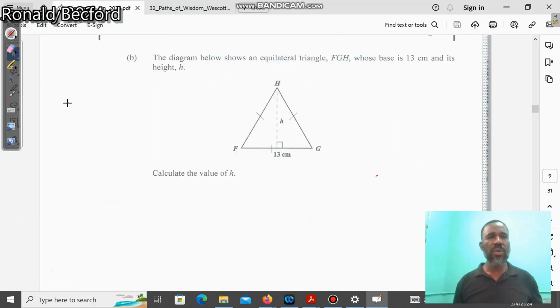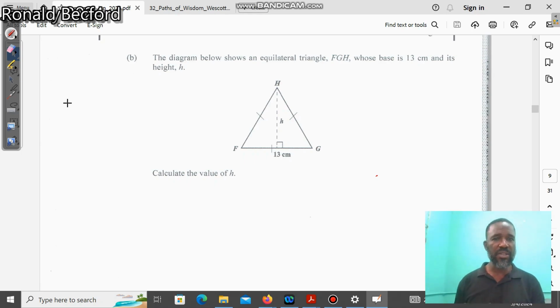Another video. We are continuing with the solution to the January 2024 CXC math paper, and we are at question 3b. It says the diagram below shows an equilateral triangle FGH whose base is 13 centimeters and its height is h. Calculate the value of h. How do we go about calculating the value of h?